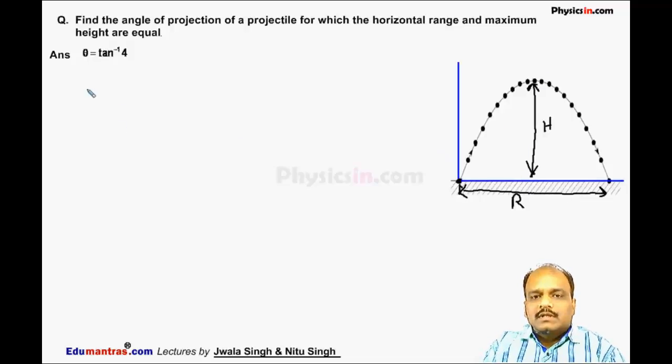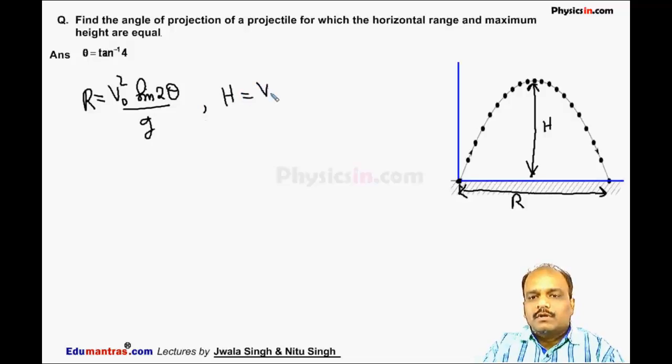The question says that this horizontal range and this maximum height both are equal. So we can say range R is given by V0 square sine 2 theta by g, whereas maximum height is given by V0 square sine square theta divided by 2g. Here the angle of projection of this particle is theta. So according to the question, this range and maximum height both are equal, so we will equate these two.